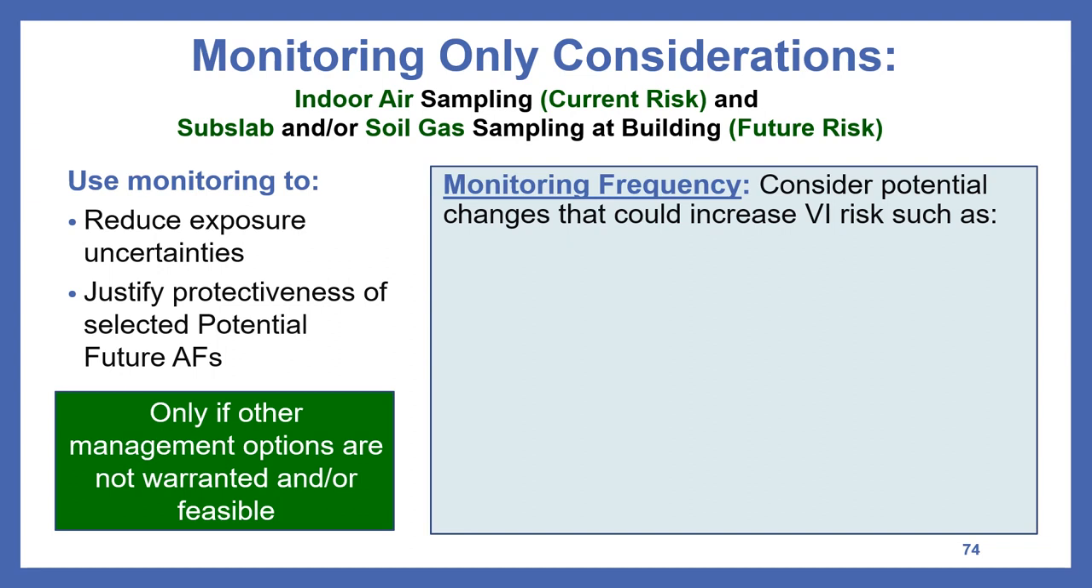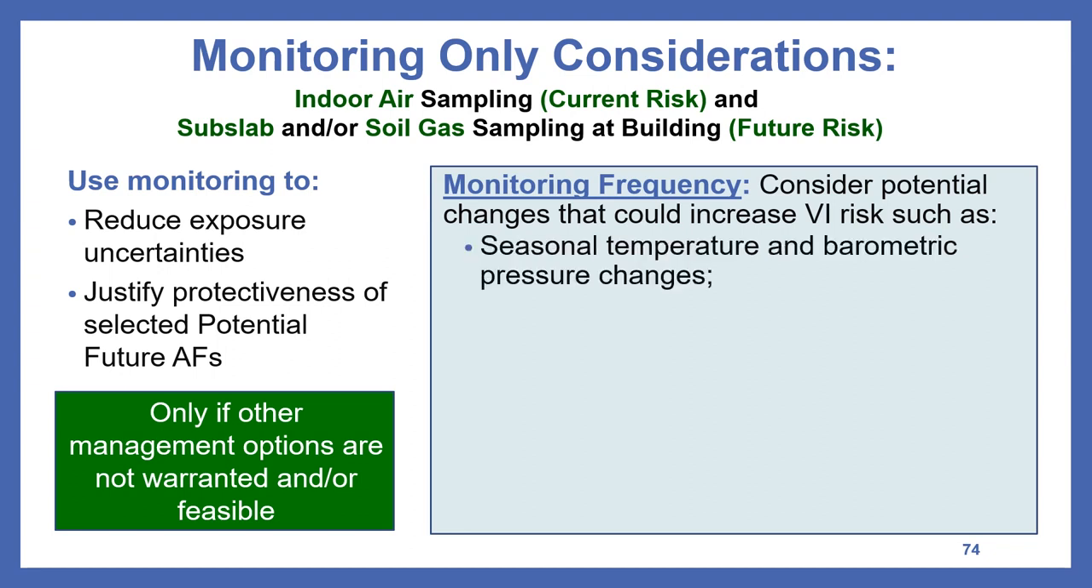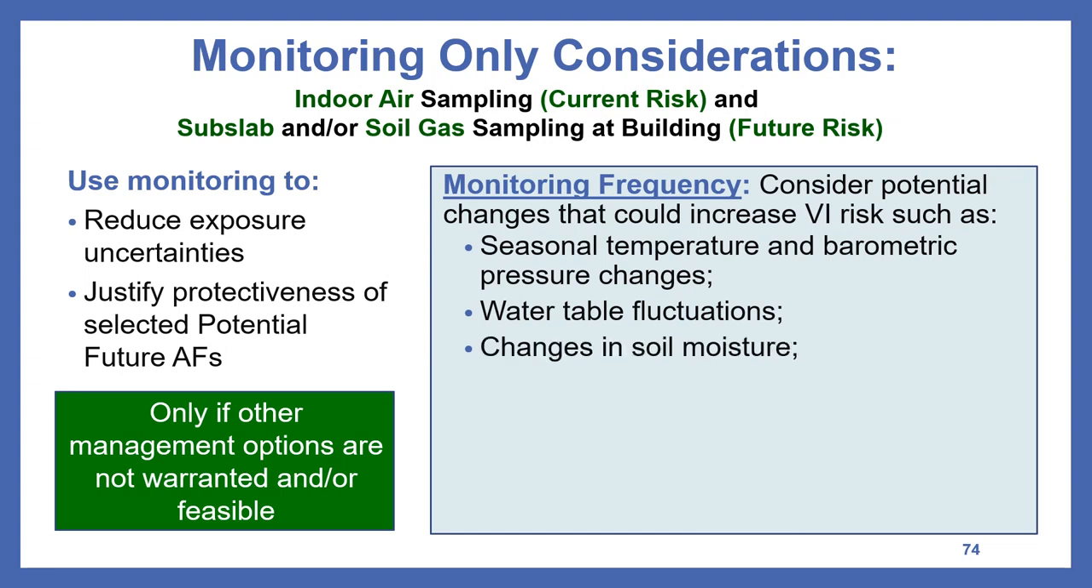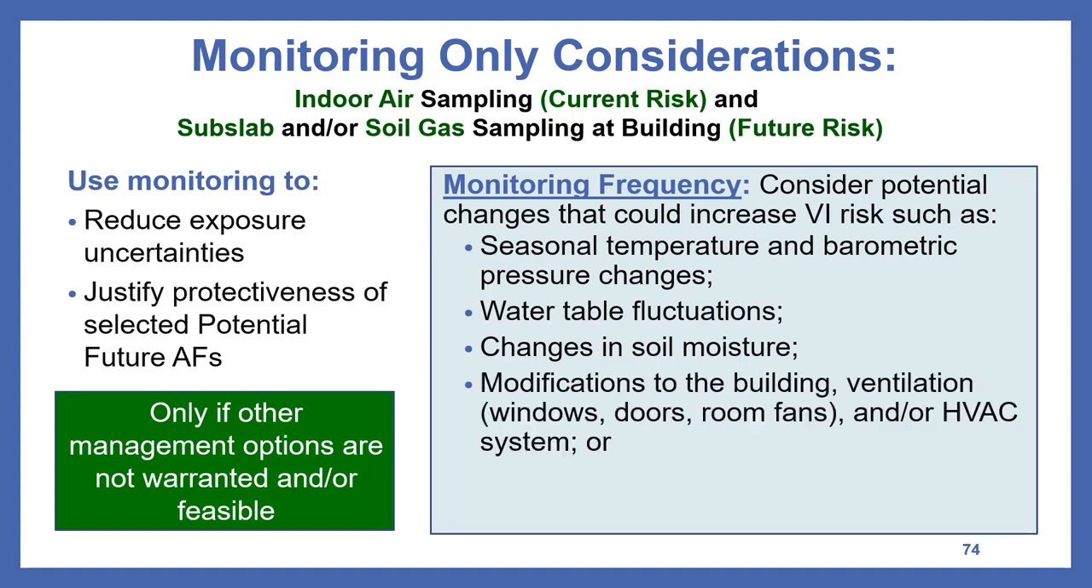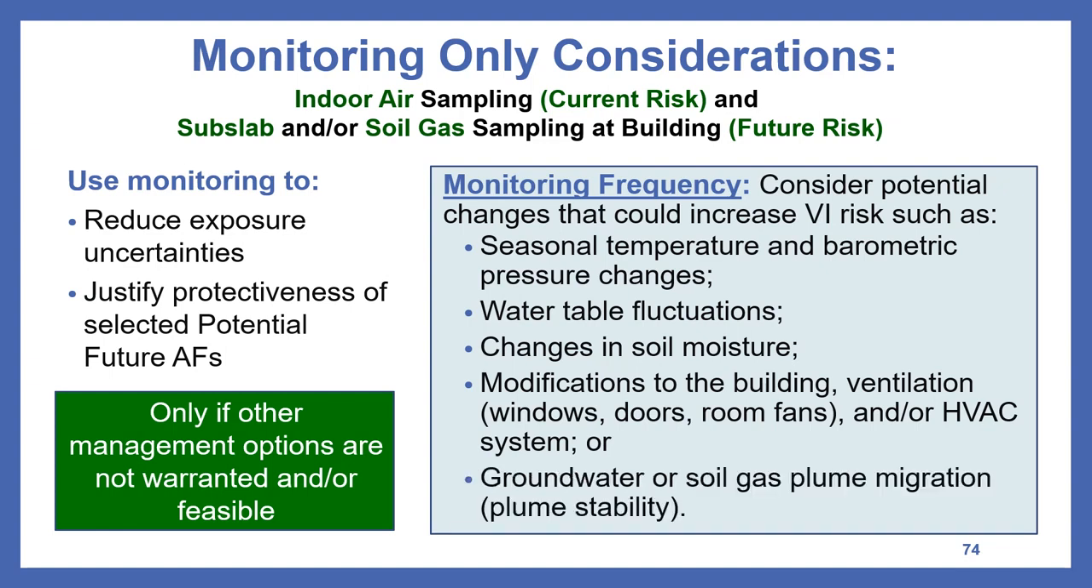So first, you want to think about the seasonal temperature and barometric pressure changes that are expected in the area of your building. You want to think about how often the water table is fluctuating. Are there going to be changes in the soil moisture around the building? Are there going to be modifications to the building or the ventilation system and/or the HVAC system? And then also, is the groundwater or soil gas plume migrating and/or is it stable?